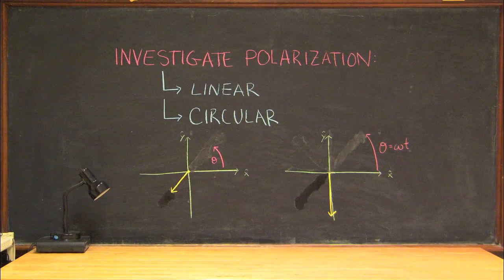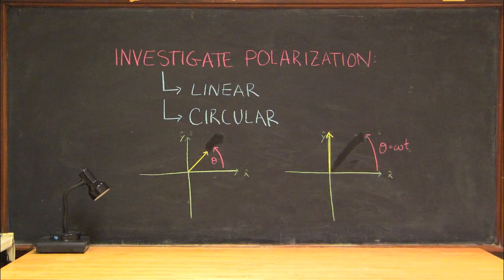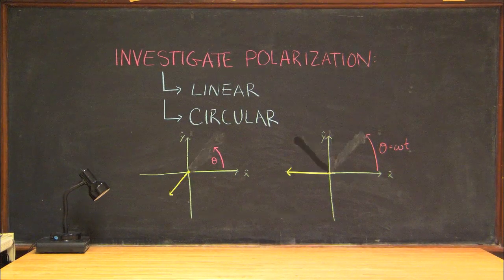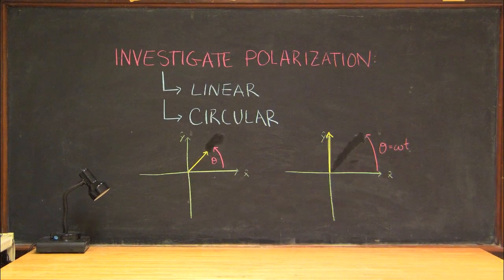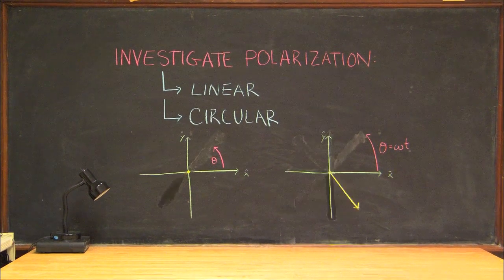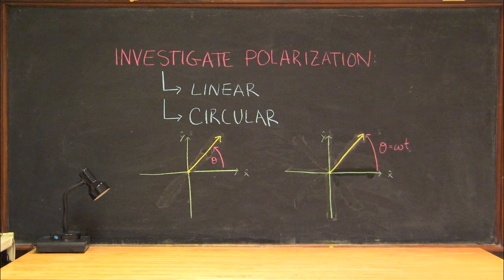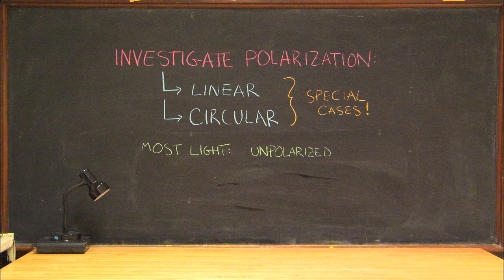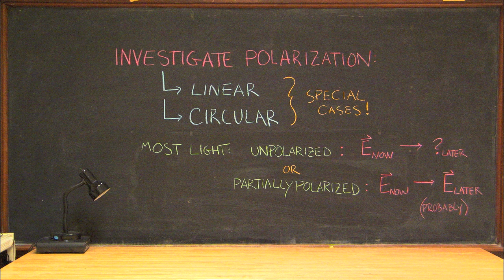The electric field of circularly polarized light always has the same amplitude, but its direction rotates at the frequency of the light. We'll think a lot throughout this lab about how these two types of polarization are related. Remember that these types of polarization are special cases, which typically require special preparation. Most light sources produce unpolarized light, which can become partially polarized, for example, by reflection.